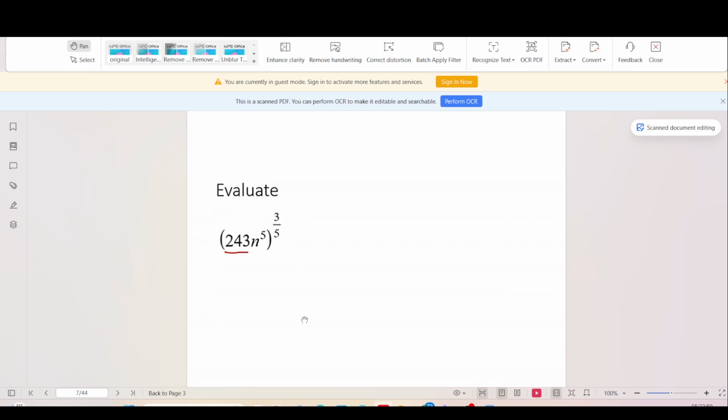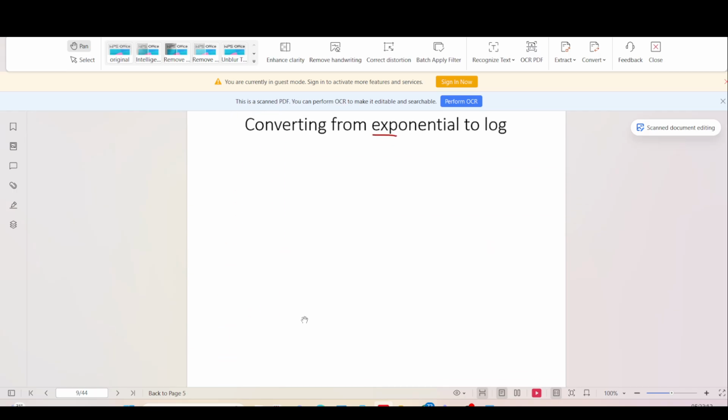This one, you'd cancel. So you'd get 3 to the power 5, so you'd cancel, and you just get 27 n to the power 3. Yeah. Okay, good.